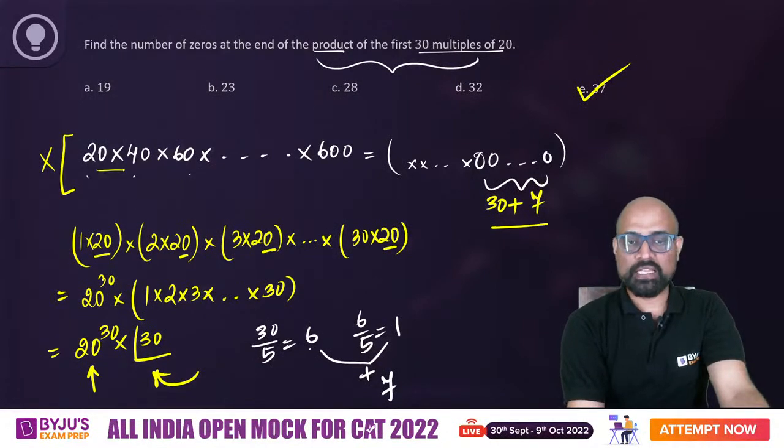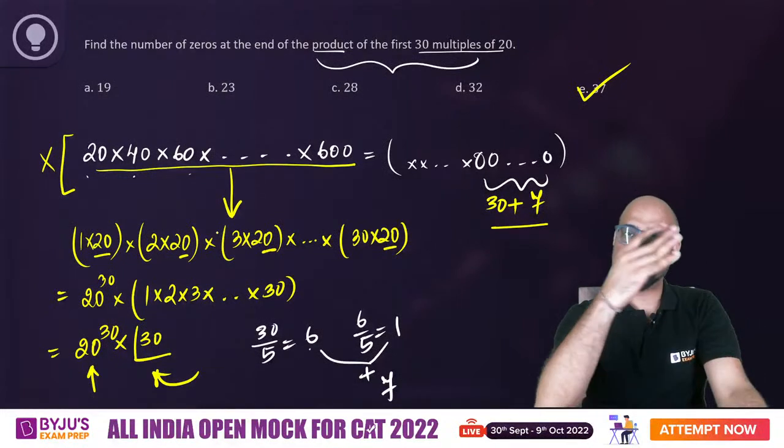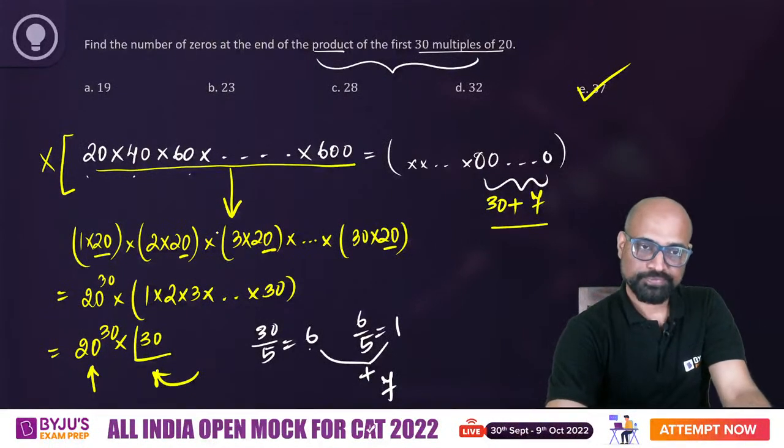So don't write it like this, it will waste time. You will have to write it like this. First multiple of 20, second multiple of 20 and so on.